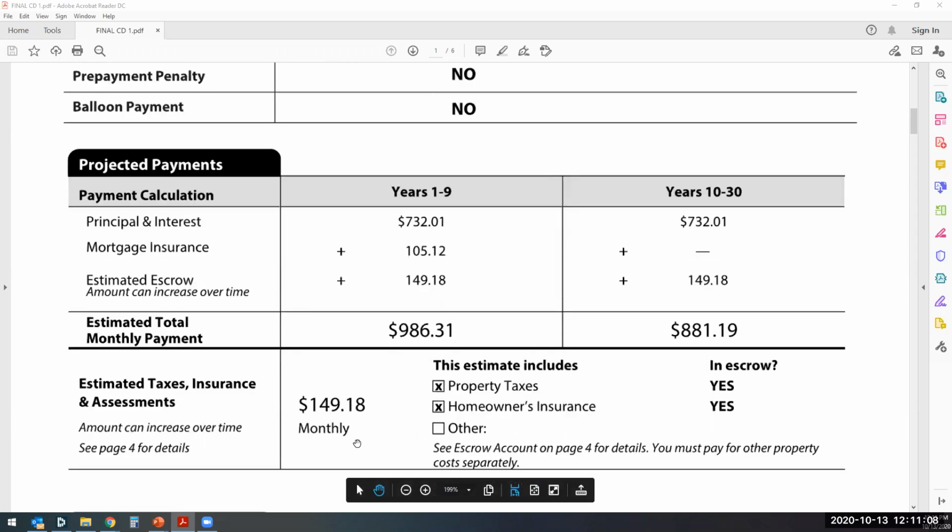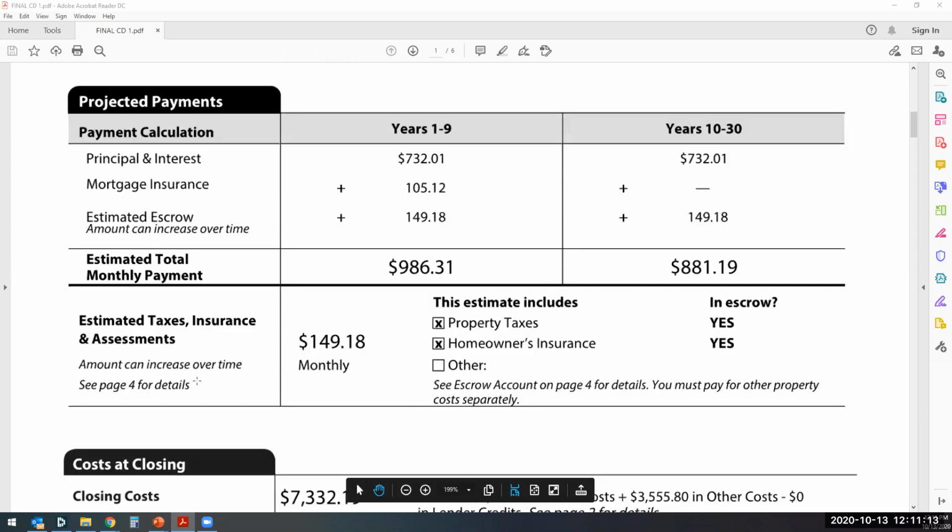Okay, so this part underneath where it says estimated taxes, insurance, and assessments is a little bit confusing for the client. They sometimes think that $149.18 is additional to the $986.31, and it's not, okay? It's not extra. That part is telling them what your actual estimated taxes, insurance, and assessments come up to, okay? So the taxes and insurance are included in the $149.18, and they're included in your escrow.